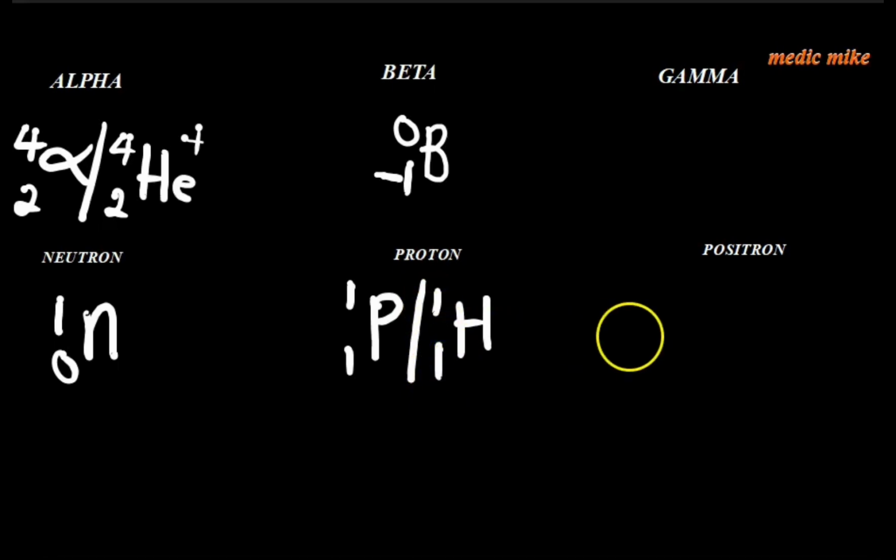Now, the next is the positron. The positron, unlike the beta particle, is a positive electron. So it is represented the same way, but having a positive atomic number. So the beta particle has a negative atomic number, while the positron has a positive atomic number.